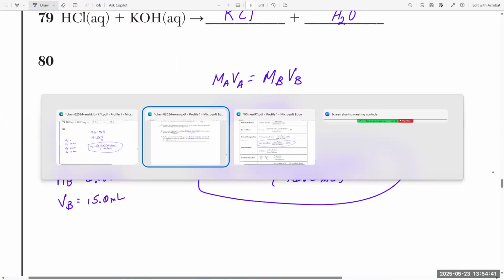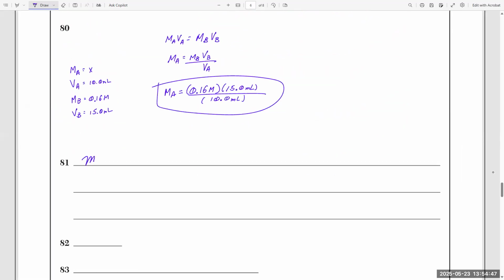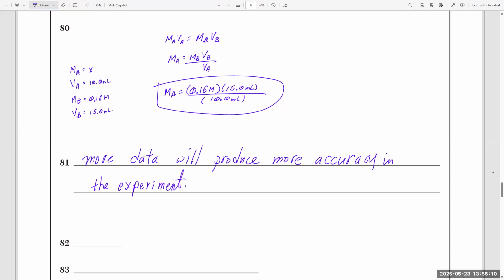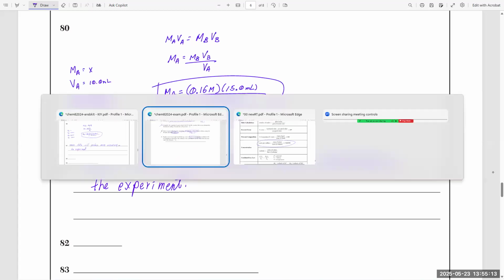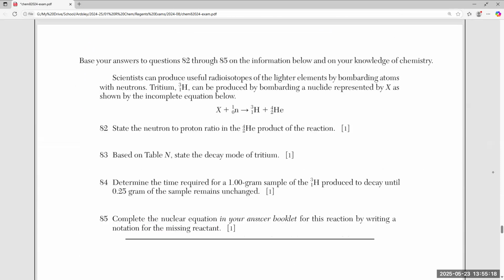So the answer is, more data will produce more accuracy in the experiment. We all good? Yes. All right, let's keep going. That's 81. 81's done. Let's go to 82.